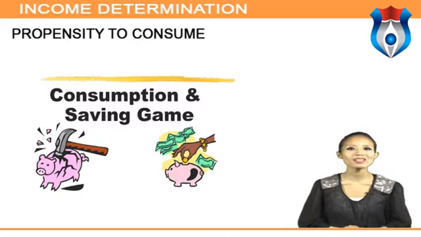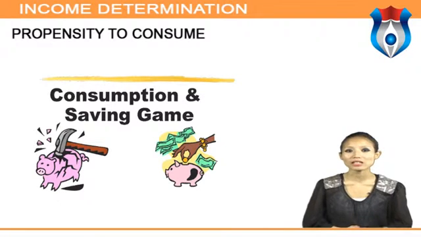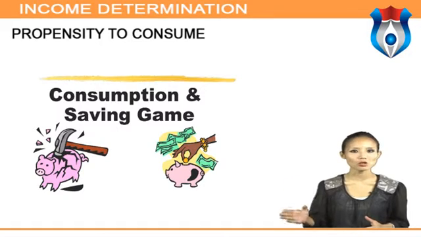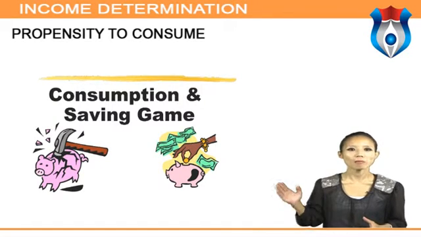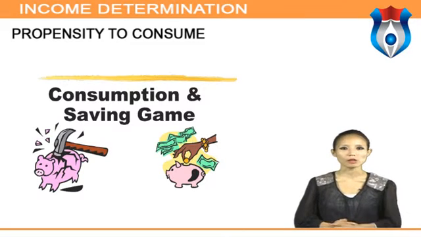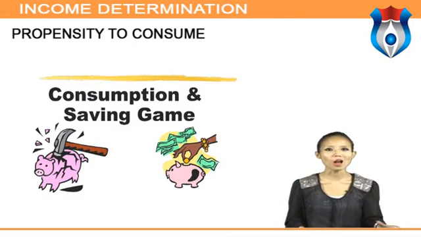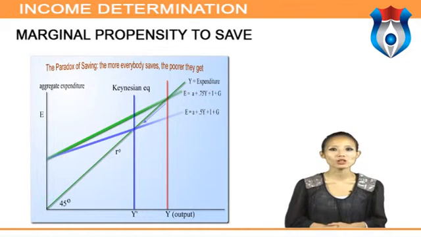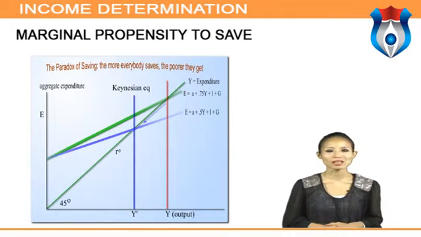The average propensity to consume is one of four related measures. The other three are average propensity to save, marginal propensity to consume, and marginal propensity to save. Average propensity to save is the proportion of household income that is used for saving. Marginal propensity to consume is the change in consumption resulting from a change in income.